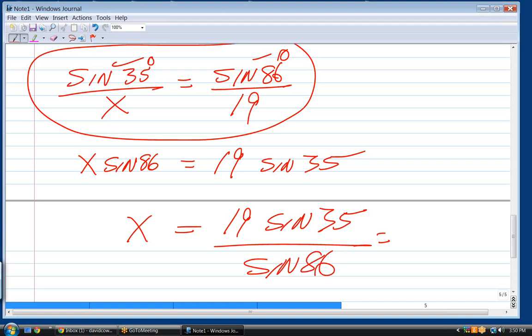These can be a little tricky to put into your calculator, and sometimes it's better to just do it one part at a time. Do 19 times the sine of 35, and then take that answer and divide it by the sine of 86. So the sine of 35 times 19, equals, and then divided by the sine of 86?